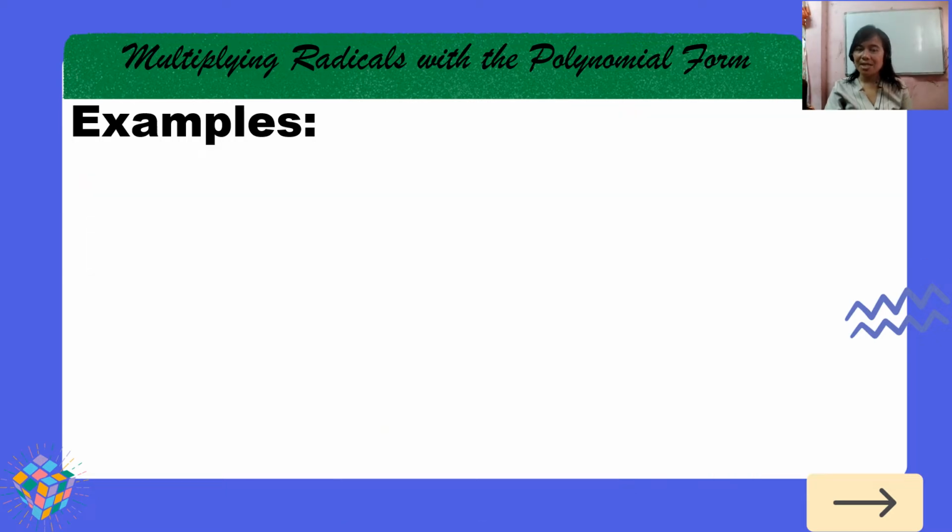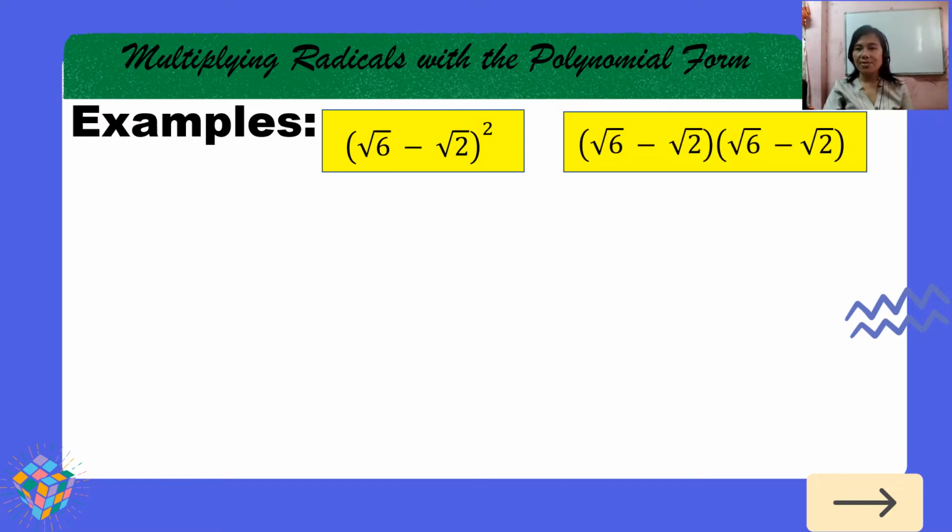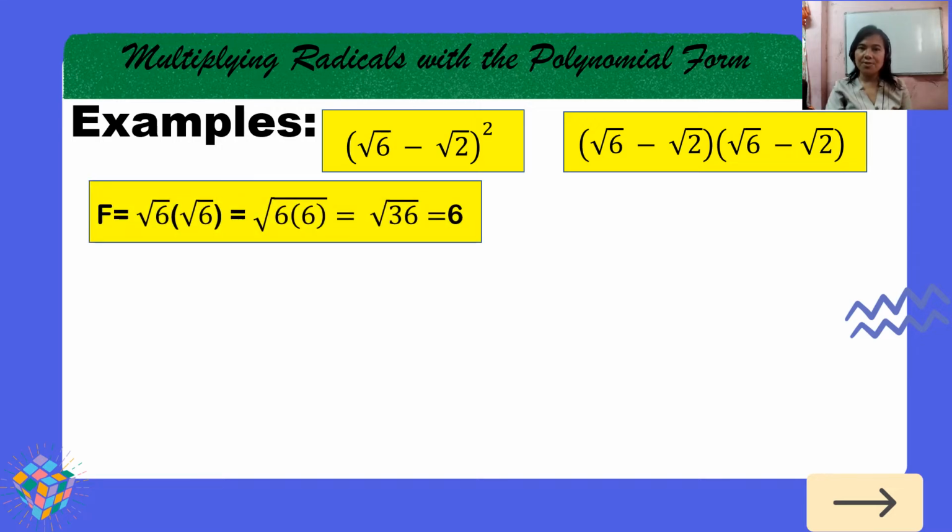I know hindi pa masyadong maintindihan sa first example, kaya meron pa tayong second example. So, etong square root of 6 minus square root of 2 squared is actually equivalent to this one. Bakit kailangan natin gawin ang ganito? Para we can identify our first terms, outer terms, inner terms, tsaka last terms. So, first terms muna tayo. So, that must be the square root of 6 times the square root of 6. And that is equal to the square root of 36, which is a perfect square. Yung square root ng 36 is 6. So, meron tayong F.